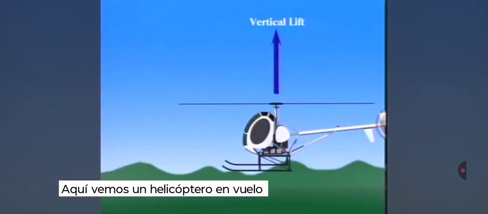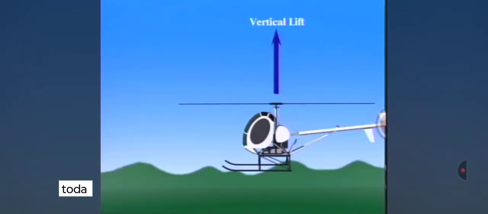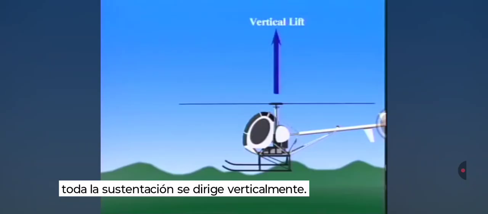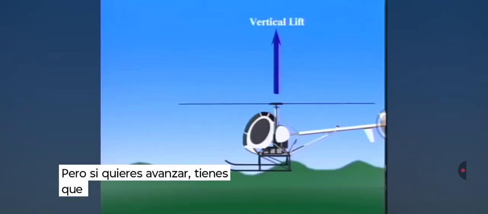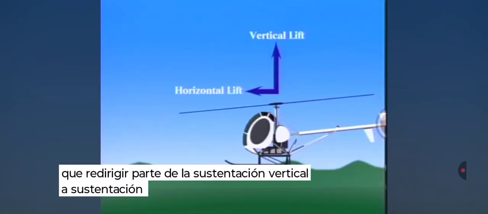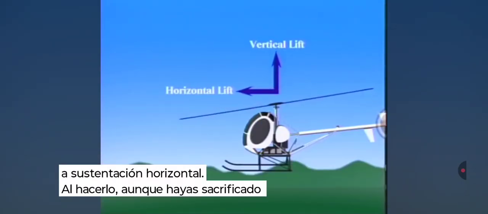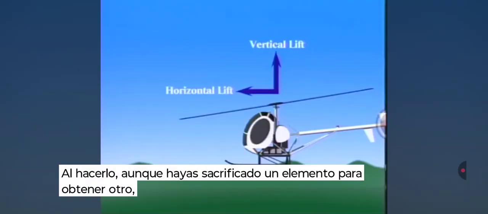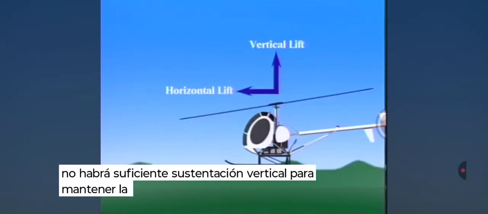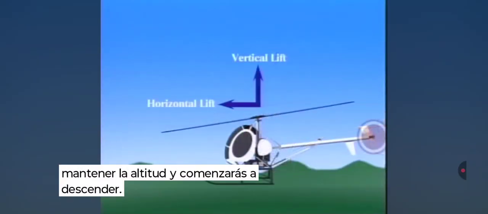Here we see a helicopter at a stationary hover. All the lift is directed vertically. But if you want to move forward, you have to redirect some of this vertical lift into horizontal lift. By doing that, though, you've robbed Peter to pay Paul. Now there isn't enough vertical lift to maintain altitude, and you'll start descending.